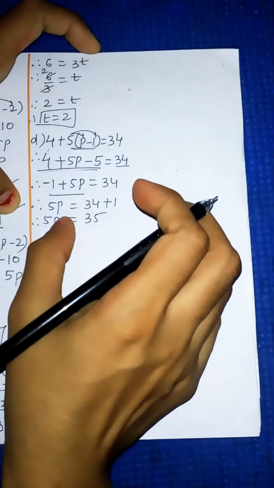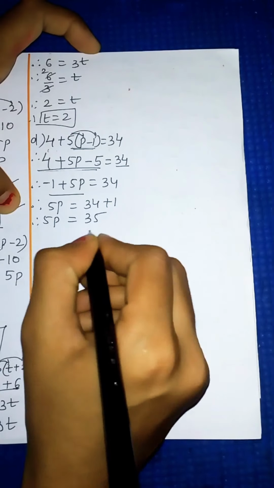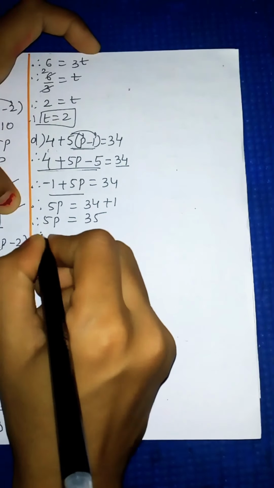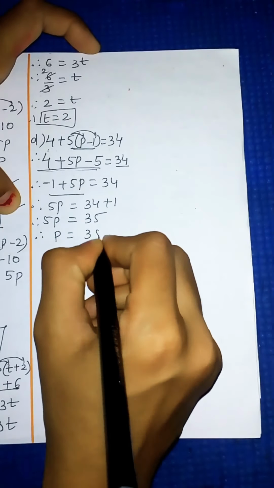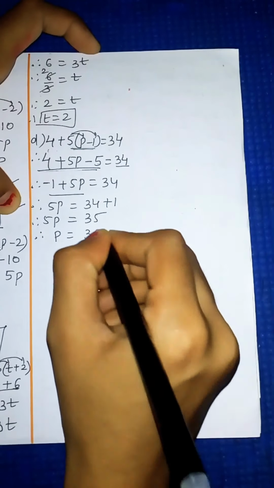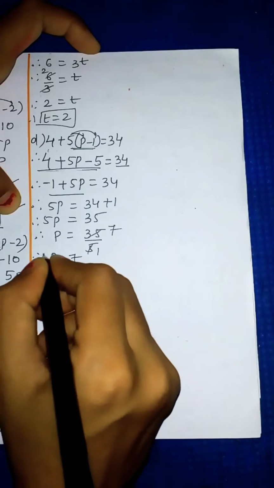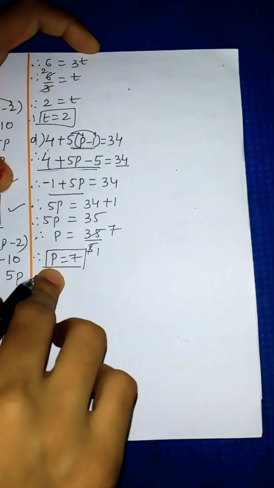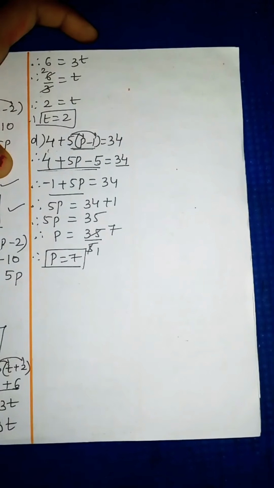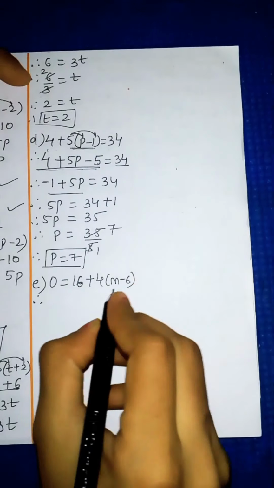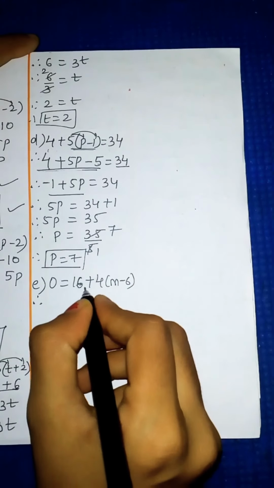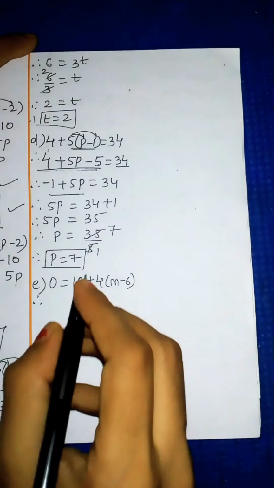Now 34 plus 1 will give you 35. Okay, now this 5 is in multiplication, so again it will go here in the denominator, means in division. So it will be 35 upon 5. Now 5 ones are 5 and 5 sevens are 35. So p equal to 7 is our answer for the variable. Now this is the next question, 0 equal to 16 plus 4 into bracket m minus 6.